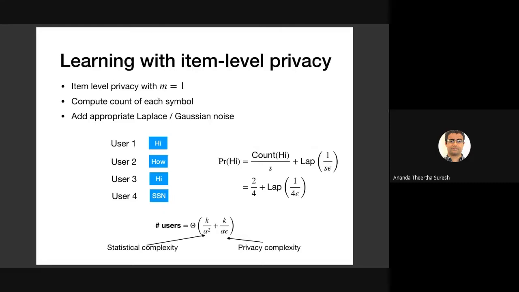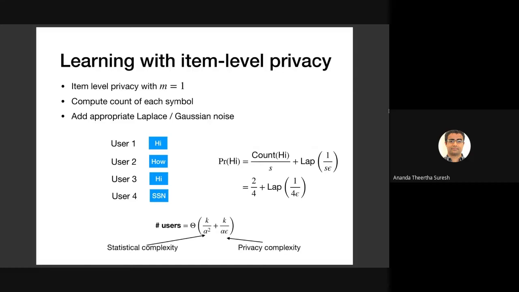So one can analyze this mechanism to see how many users we need to get a total variation distance of alpha to the underlying distribution. And that's here in the bottom of this page. It's k divided by alpha square plus k by alpha epsilon. Recall that k is the number of symbols, alpha is the total variation distance, and epsilon is the privacy parameter.